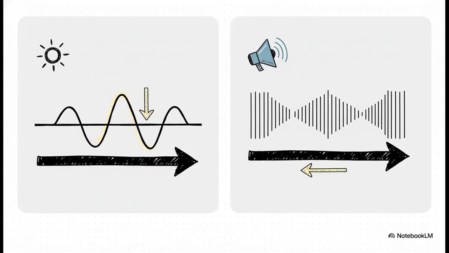Now, what's really cool is that waves basically come in two main flavors, and it all depends on how they vibrate. You've got transverse waves, like light, which wiggle up and down. That's perpendicular to the direction the energy is actually moving. A great way to picture this is a ripple on a pond. Then you've got longitudinal waves, like sound, where the vibrations compress and expand in the same direction the energy is traveling. They're parallel. Think of a slinky being pushed and pulled from one end.